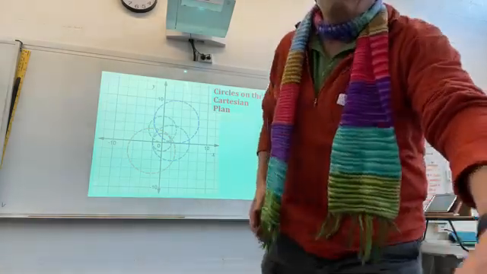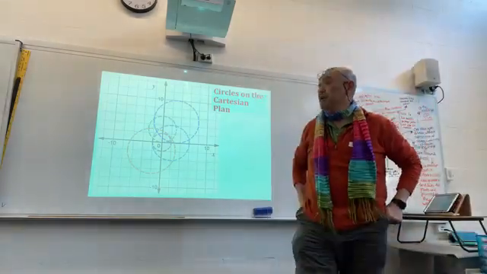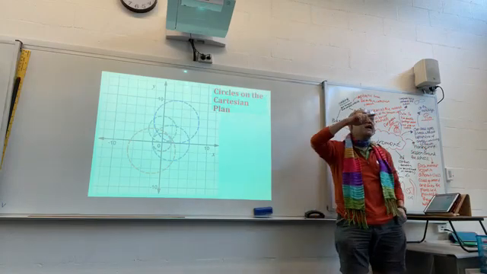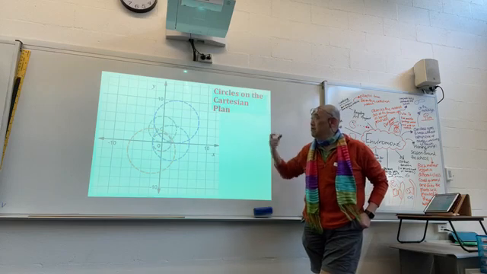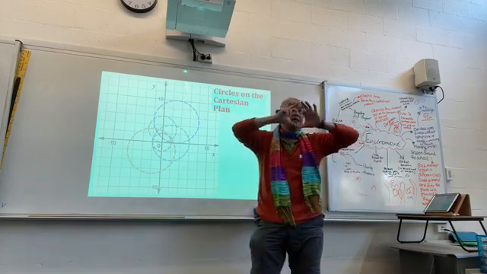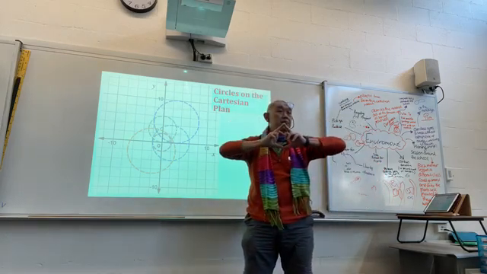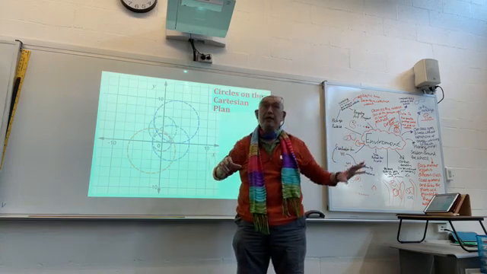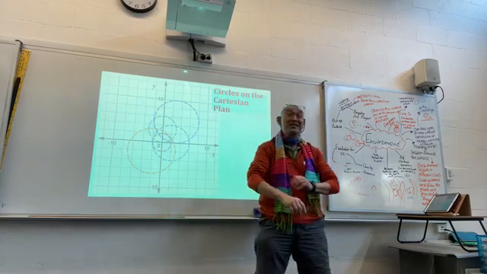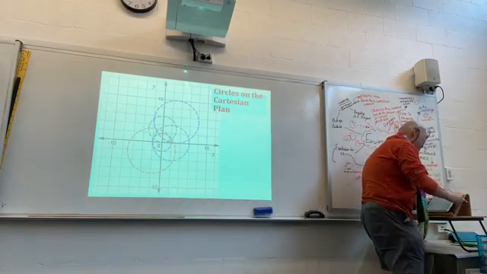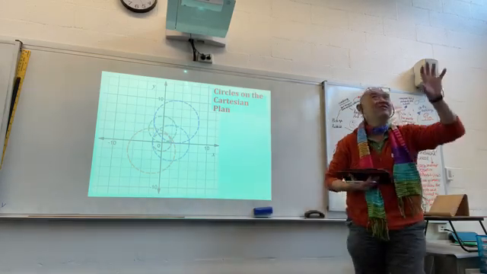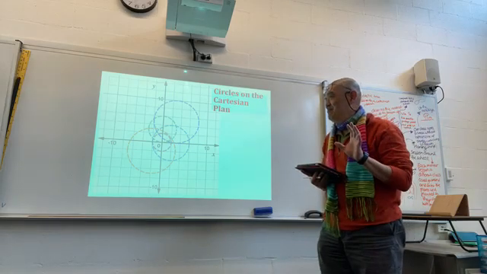Alright, let's think about circles on the Cartesian plane. Last week, I did the sideways parabolas, but this week we're going to look at circles. And this will really bring us to what we're going to learn on Wednesday, which is the unit circle. You will have to think about the unit circle in terms of radians this time.